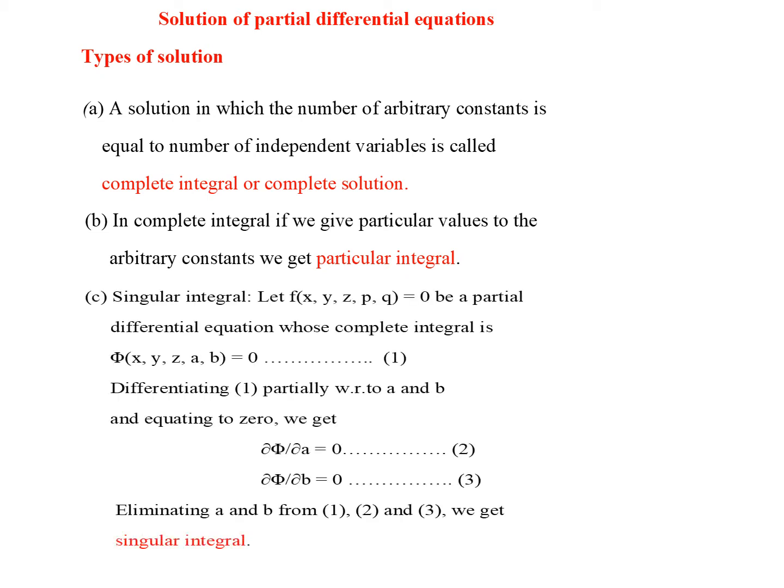The third one is another solution called a singular solution or singular integral, which is obtained from the complete solution by eliminating the constants from the equations dou phi by dou a equal to 0 and dou phi by dou b equal to 0, if phi equal to 0 was the complete solution we obtained.